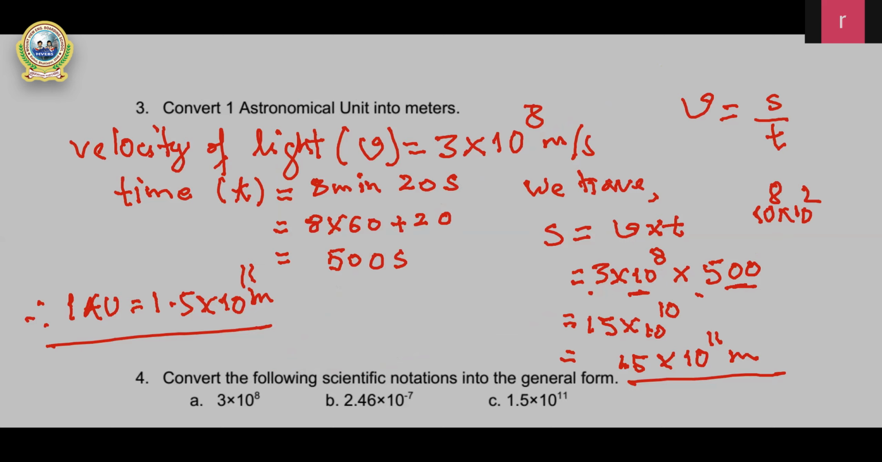Now see, one astronomical unit is converted into meters. So what is the relation between astronomical unit and meter? One astronomical unit is equal to 1.5 into 10 to the power 11 meters. Understood? Thank you. Let's go to the next number.